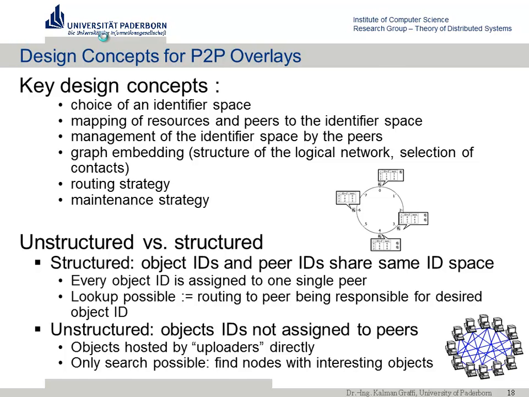Unstructured overlays, on the other side, are ones where the object IDs are not assigned to peers. That's, for example, just a file name or whatever, but you don't know where it's hosted, so it's only hosted at the uploaders directly. The people who want to share it just keep it on their device and that's it. The main issue then is that you can only search for it. So you can have clever mechanisms for how to search for files with given criteria. So these are the unstructured networks.